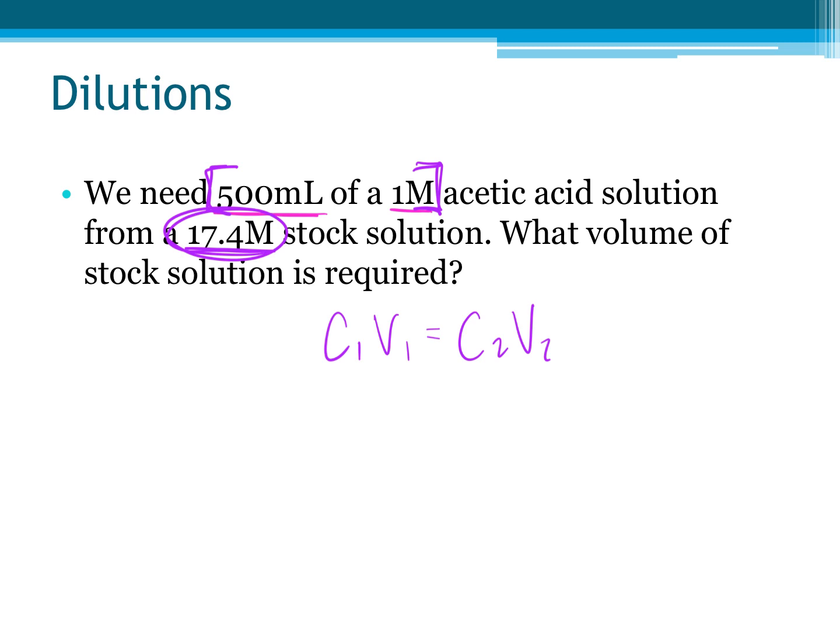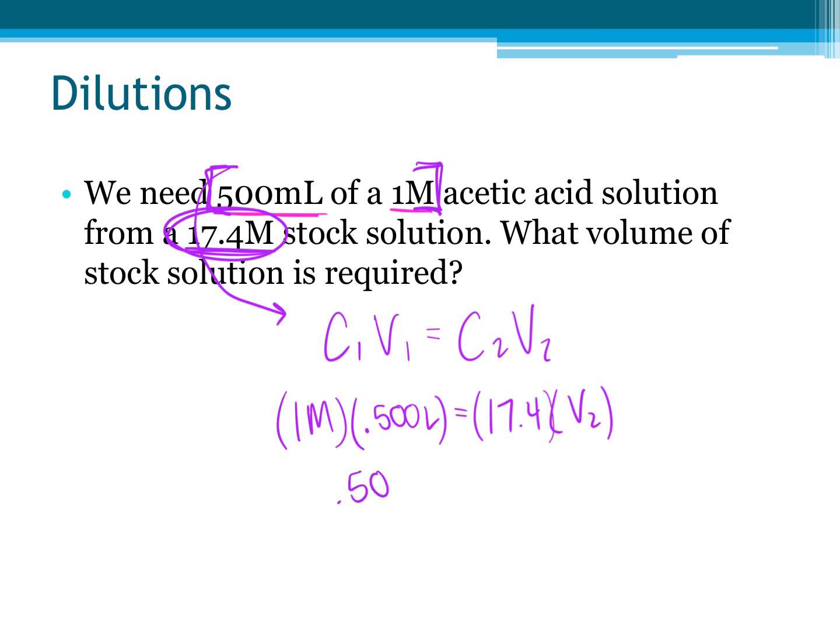So I'm just going to go ahead and put this here, 500 milliliters of a 1 molar solution. So concentration is 1 molar. My volume, it says 500 milliliters. So what's that going to be in liters? 0.5 liters. The concentration of my second solution is 17.4, and I'm solving for V2. Okay, so now it's just really simple algebra to get that worked out. Don't we agree? Okay, we're going to multiply on this side because parentheses is multiplication. So 1 times 0.5 is 0.5 equals 17.4 V2. So I will divide by 17.4 on both sides.